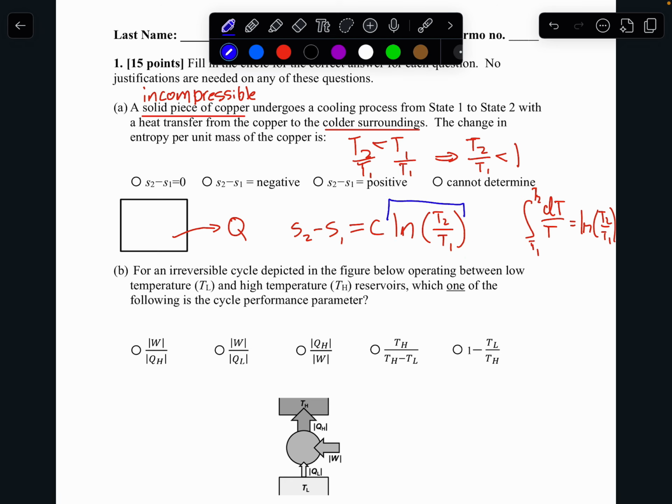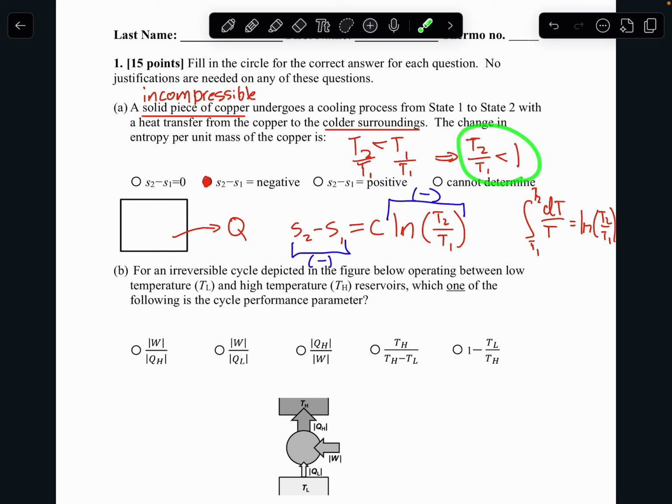So I'm going to write this here. This term is all negative. And this is going to be a positive constant here, this constant specific heat. So we see that this whole left side also becomes negative. So our final answer here is just going to be that S2 minus S1 is negative. So we're able to get there because we can use our incompressible assumption for any solid block. And we see that there's a heat transfer, so the temperature is decreasing, and we end up with a negative change in entropy as we cool down this copper block.